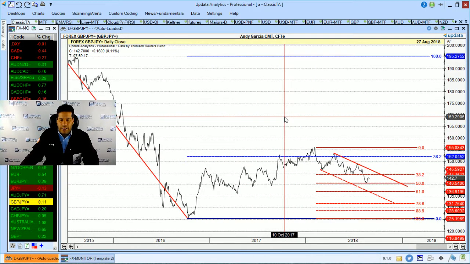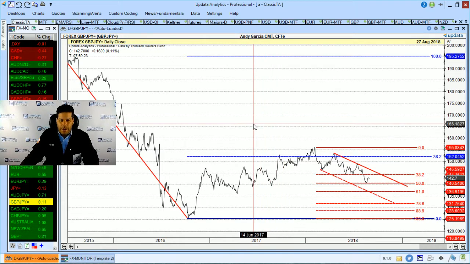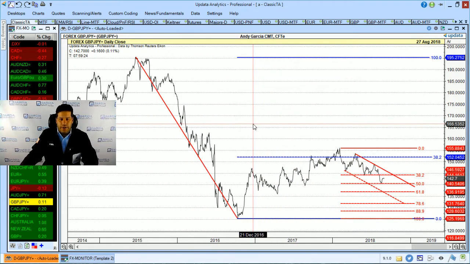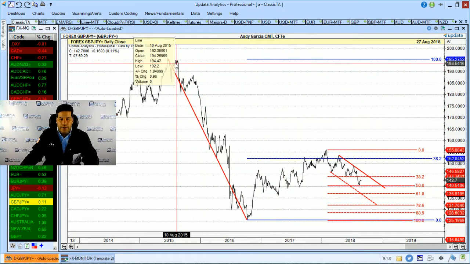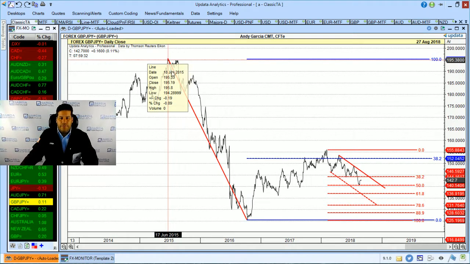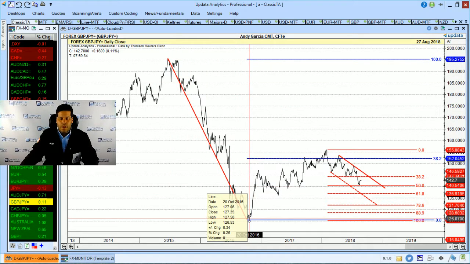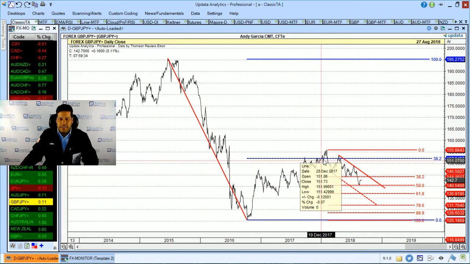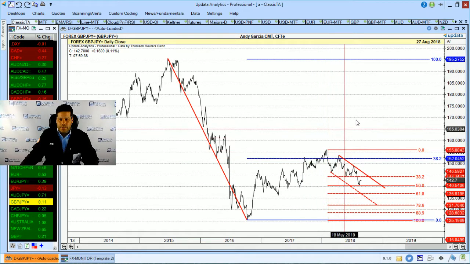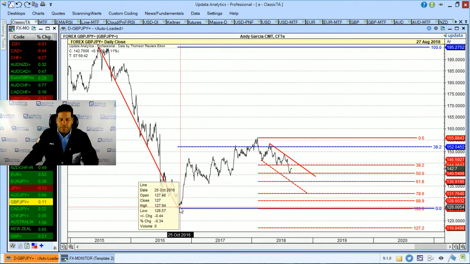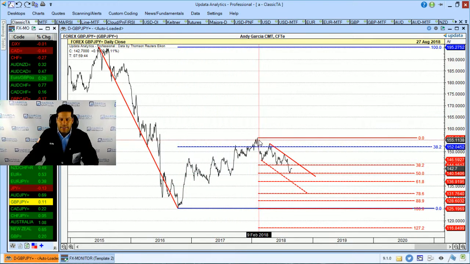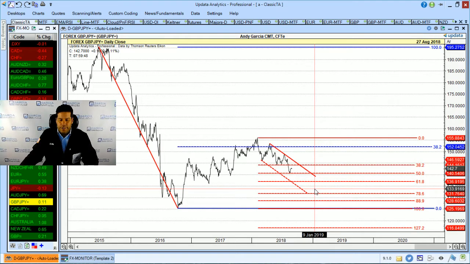Here we are looking at the pound yen cross rate. What I did was measure this high from 2015 down to this low of 2016. That gives us this level over here, this 382. I also measured this low to this high, and this gives us our short-term down Fibonacci levels.